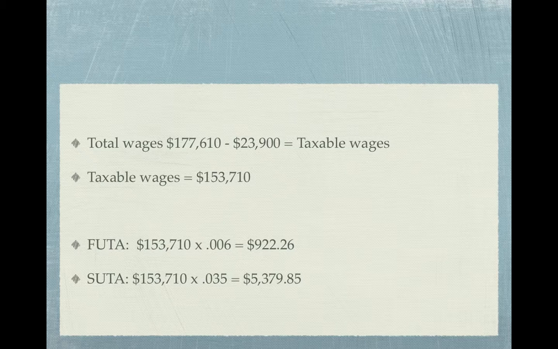The problem tells you that the total wages are $177,600, so we take away the $23,900 that are excluded, and we have a taxable wage amount of $153,710. And then we go ahead and multiply it by our percentages for the federal and state rates. So the federal would be $922.26, and the state would be $5,379.85.